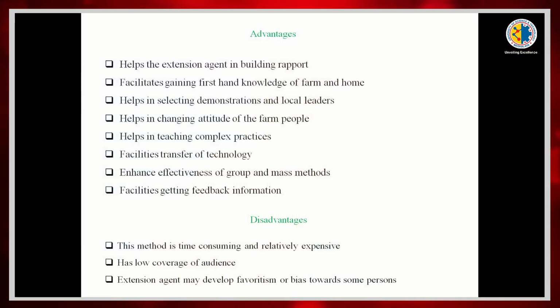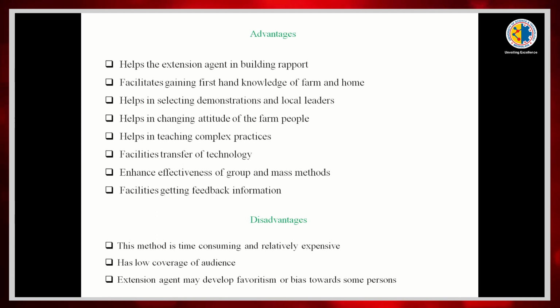So, what are the advantages of the individual method? There are a few advantages, I am pointing out one by one. Helps the extension agent in building rapport. First, we have to go for rapport building, so that we will get data easily. Helps in selecting demonstration and local leaders. We have to choose the local leader through PRA. Here we can apply participatory rural appraisal or rapid rural appraisal. This is the technique, these are the methods to bring out the local leaders.